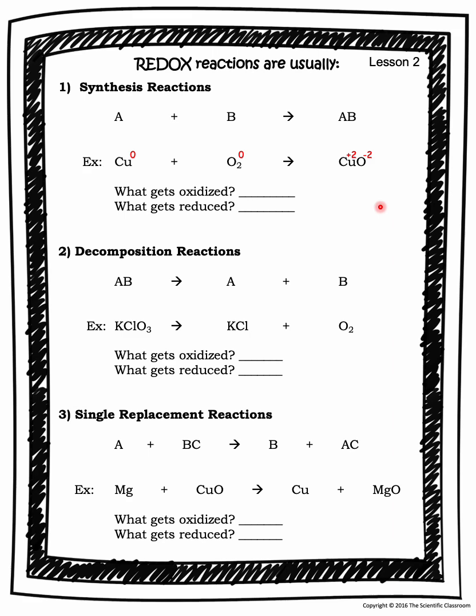And if you remember OIL RIG, right, we have OIL, oxidation is loss, RIG, reduction is gain. So because copper lost electrons and got more positive, it was oxidized. And since the oxygen got more negative and gained electrons, it got reduced. Okay? And you will see something like this on your quiz, right? Which of these is oxidized and which is reduced? And you have to take a look and say, okay, which one got more positive? That one was oxidized. And which one got more negative?